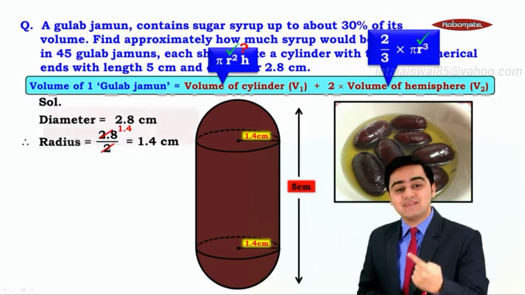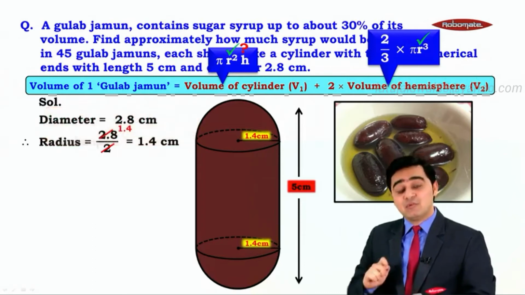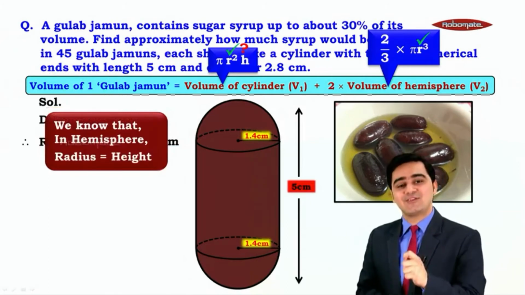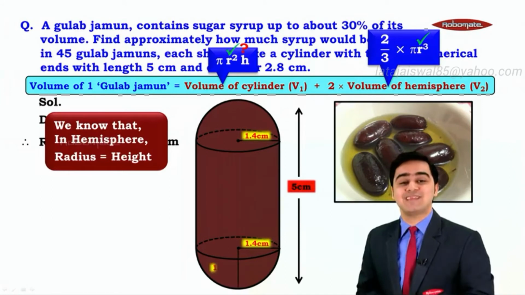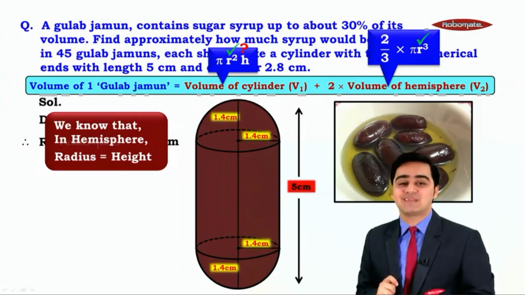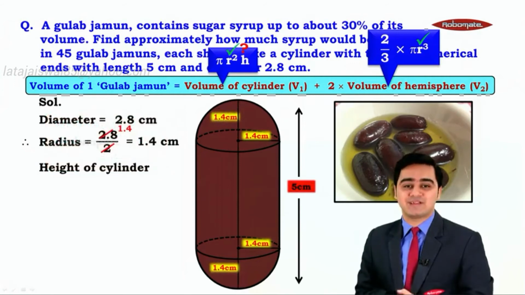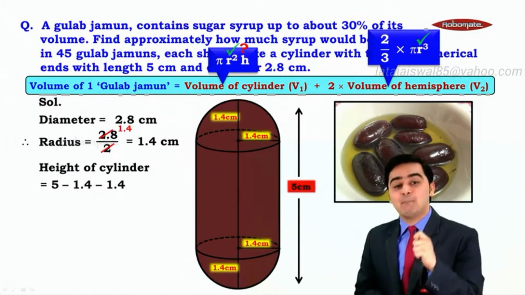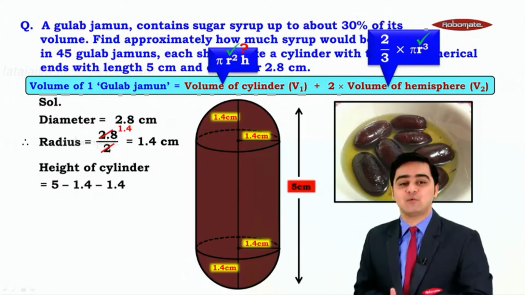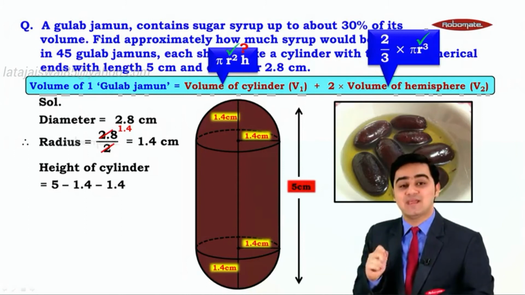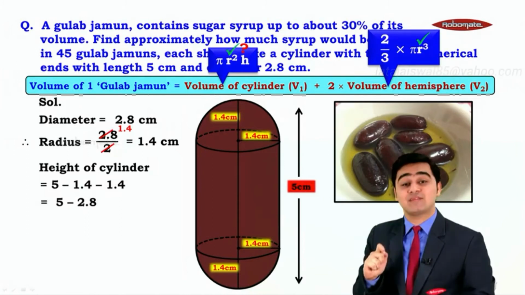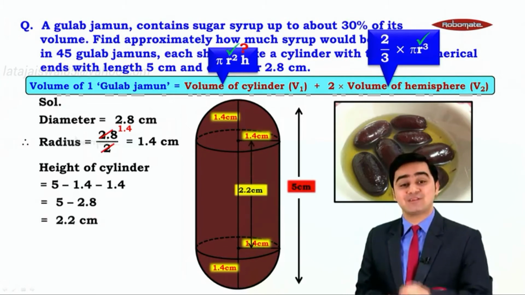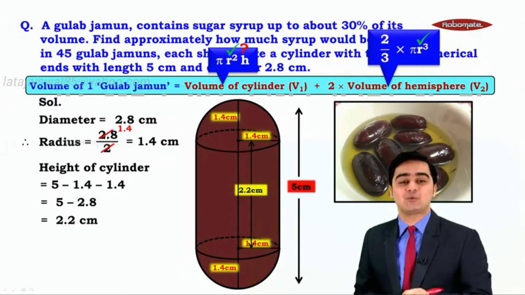Next, we need to find the height of the cylinder. We know that in a hemisphere, radius is equal to the height. So, if the radius of the hemisphere is 1.4 centimeter, we can say its height is also 1.4 centimeter. Now, let us calculate the height of the cylinder. We can say it is equal to 5, that is the height of the entire gulab jamun, minus 1.4 minus 1.4, which are the heights of the hemispheres. Now, 5 minus 1.4 minus 1.4, we can say it is equal to 5 minus 2.8. 5 minus 2.8 is equal to 2.2 centimeters. So, we have the height of the cylinder equal to 2.2 centimeter.